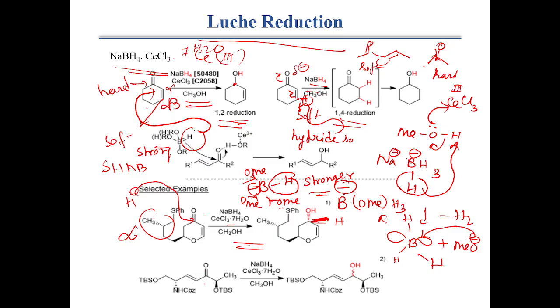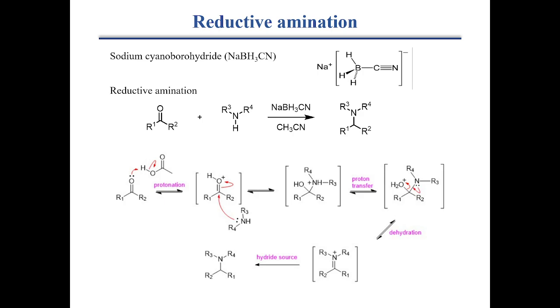Here also same alpha beta unsaturated ketone. So Luche reduction condition giving this product. This is one more important reaction, reductive amination. It happens through the sodium cyanoborohydride reagent. This is the structure of sodium cyanoborohydride. So in presence of one hydride, there is one cyano group.